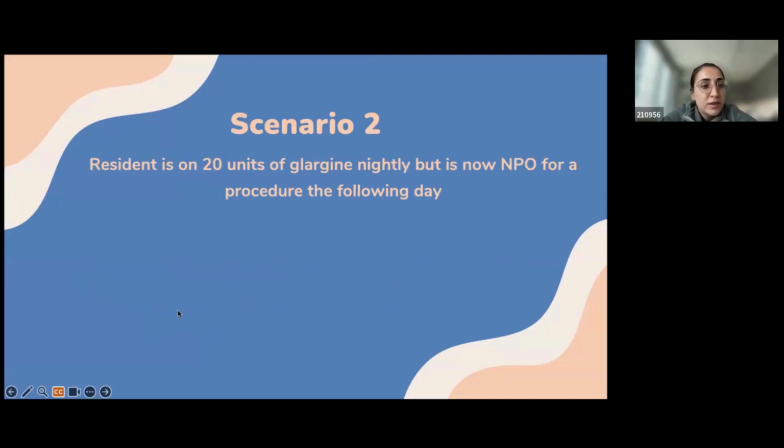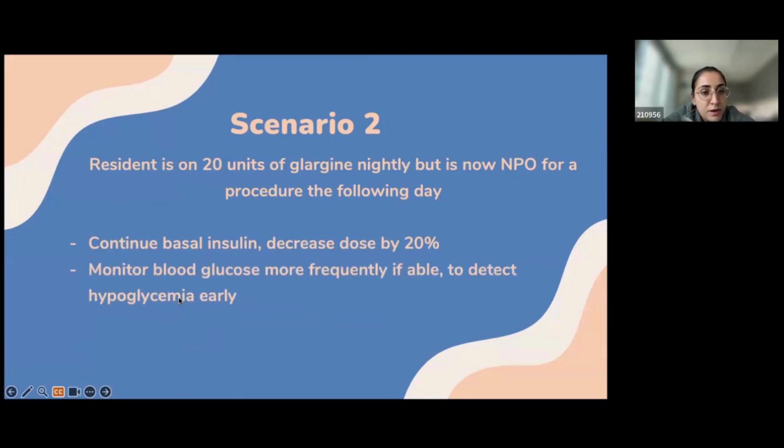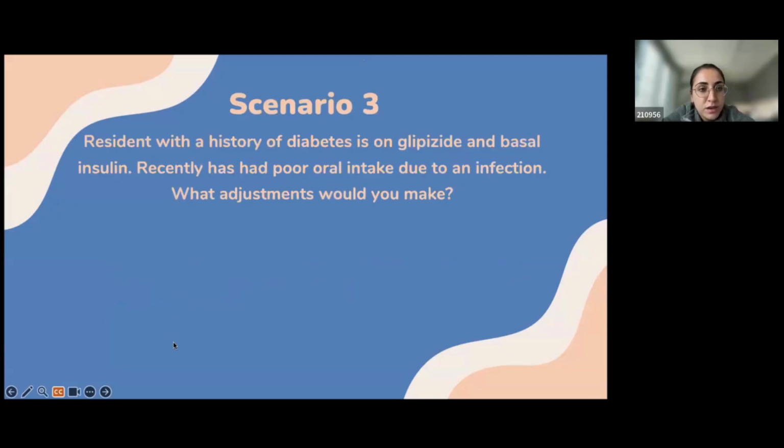Next resident is on 20 units of glargine every night, but is now NPO for a procedure the following day. Typically, we don't need to adjust the basal insulin, especially if it's an appropriate dose that doesn't cause them to get hypoglycemic. But if ever in doubt, I think it's better to be safe than sorry. If you want to decrease the dose, typically you decrease it by 20%. Want to monitor more frequently for hypoglycemia, and you can also advise a bedtime snack to avoid hypoglycemia.